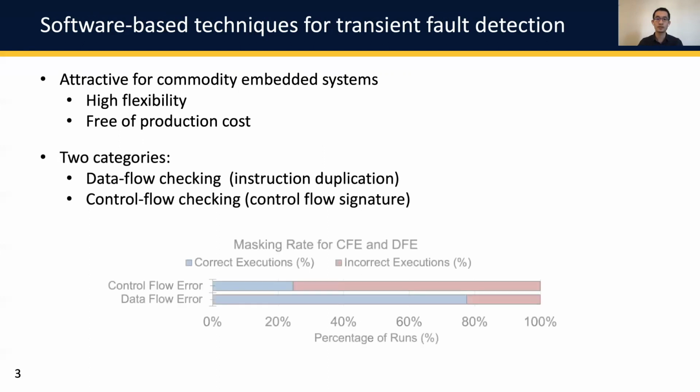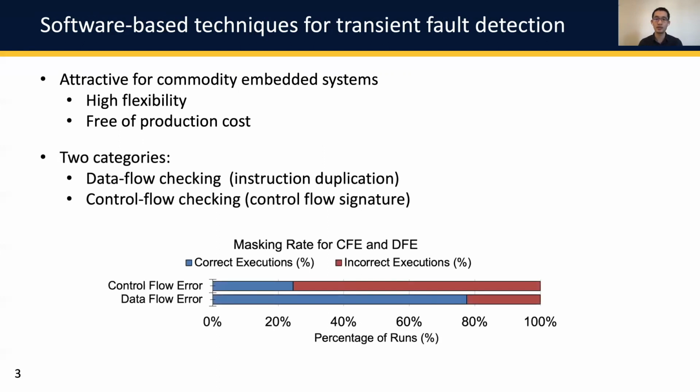Although data flow errors are more likely to happen because of the larger area size, they also have a higher masking rate. Control flow errors, on the other hand, are less likely to happen compared to data flow errors, but they are much more difficult to be masked during the program execution, as shown in this graph. Therefore, we choose to focus on the control flow protection in this work.